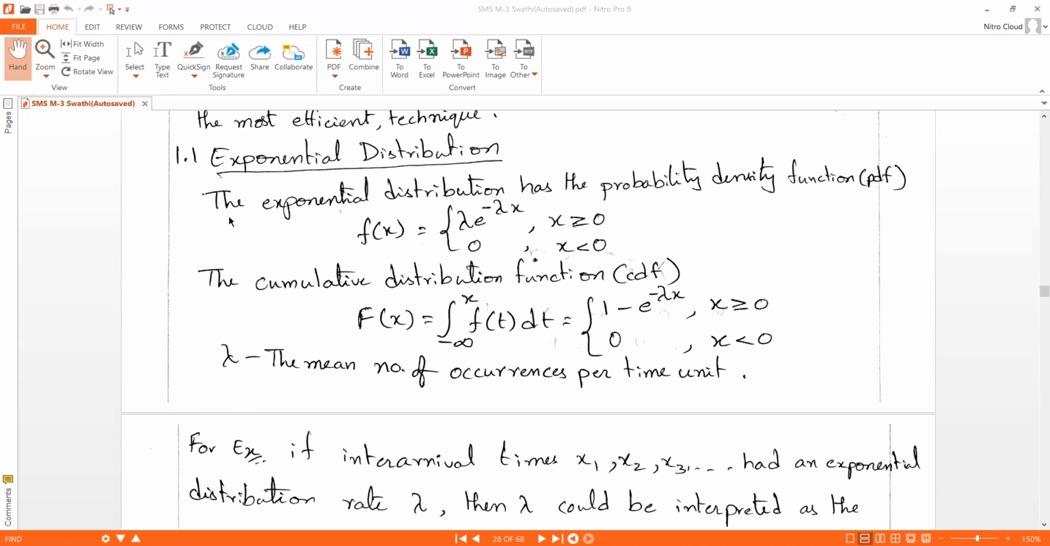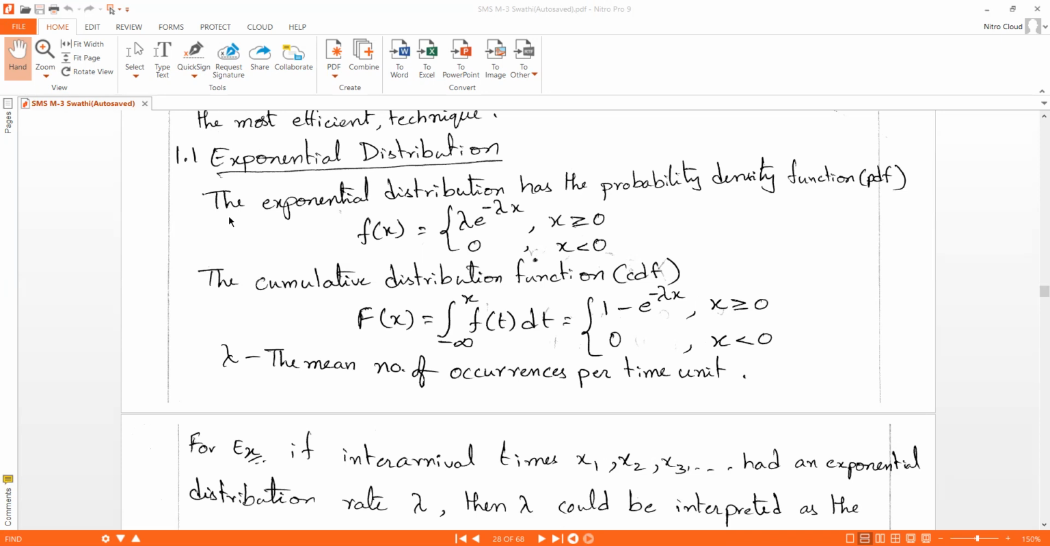The exponential distribution has the probability density function f(x) equal to lambda e^(-lambda x) when x is greater than or equal to 0, else f(x) will be 0 when x is less than 0.